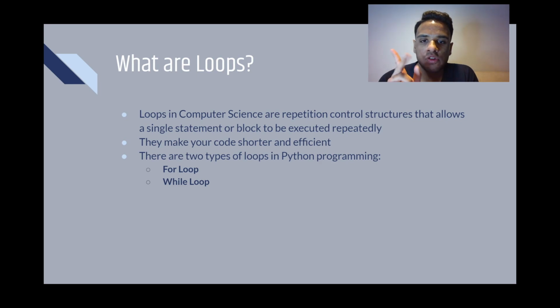And in Python, there are 2 types of loops we are going to mainly be using, and the capstone project will require you to use one of these loops. The 2 loops we mainly use in Python are the for loop and the while loop. And I'm going to show you the difference between the 2. Next slide.